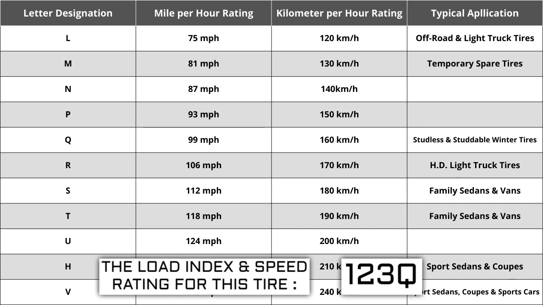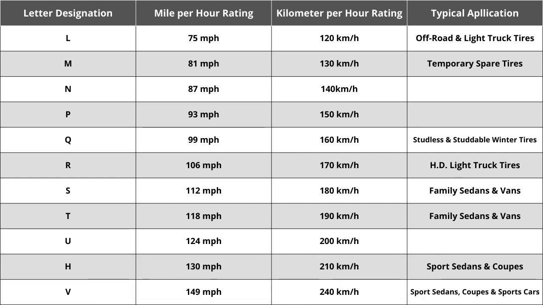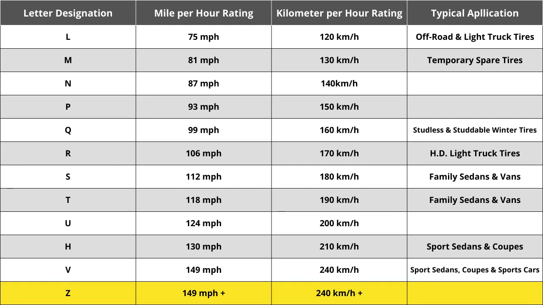Originally, tire speeds were just S, H, or V, S being the slowest, H being the middle, and V being the fastest. Over the years, as tire speeds have evolved, for whatever reason, H has always remained the same, 130 miles per hour. When Z-speed rated tires were first introduced, they were thought to reflect the highest tire speed rating that would ever be required, in excess of 240 kilometers per hour or 149 miles per hour.